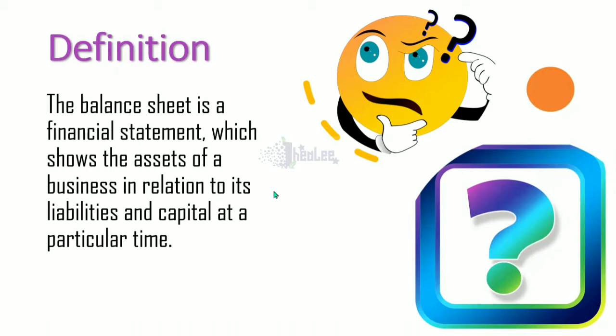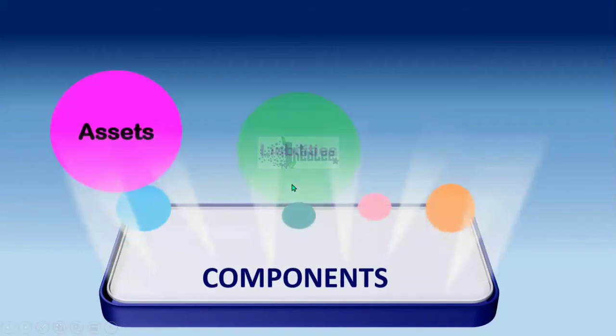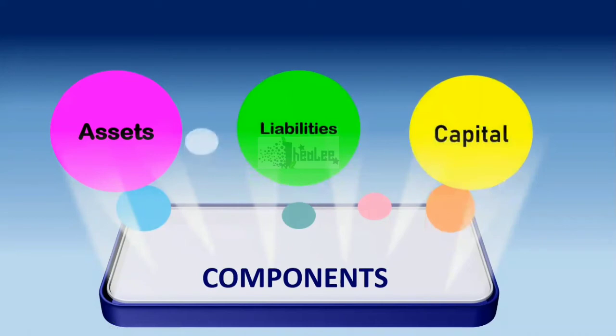Okay? Now, we're going to look at the components of the balance sheet, and bear in mind the definition of the balance sheet as we look at the components. Here we go with the components of the balance sheet. We have assets, we have liabilities, and we have capital. So these are the components of the balance sheet. And if you think about the definition, you'll realize that the balance sheet shows the assets in relation to its capital and liabilities.